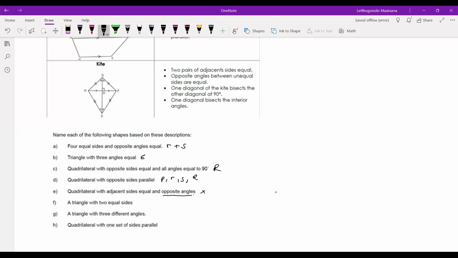A triangle with two equal sides, that's going to be your isosceles triangle. A triangle with three different angles, that's going to be your scalene triangle. And the quadrilateral with one set of sides parallel is your trapezium.